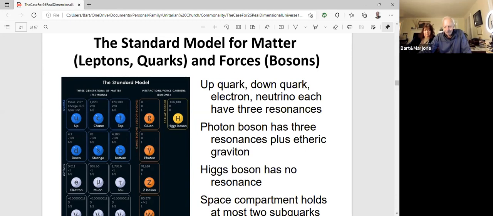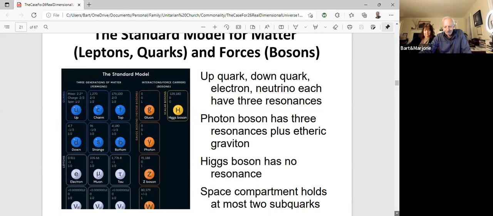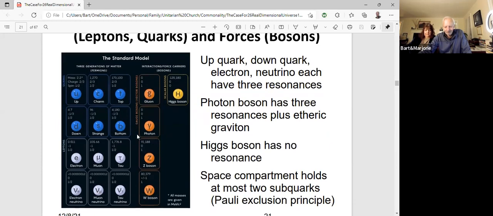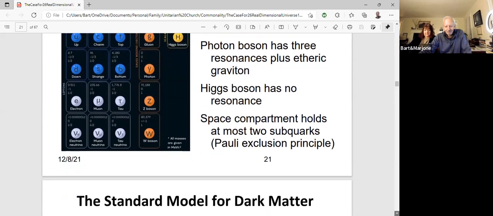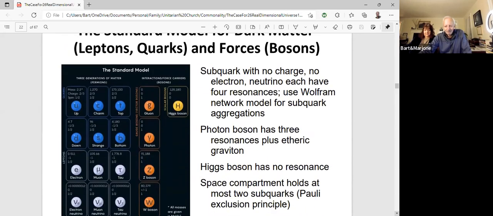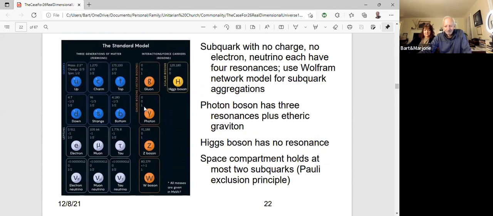The 4 forces that are here are really only due to the photon that's here, which resonates and creates these other things here, and gravity, as we'll see, is going to come out of this. And then we have this crazy Higgs boson. So that's what we end up with for our standard model. It's simpler than what we've got. For the dark matter, it's even simpler because there's no electron. So forget this electron thing here.